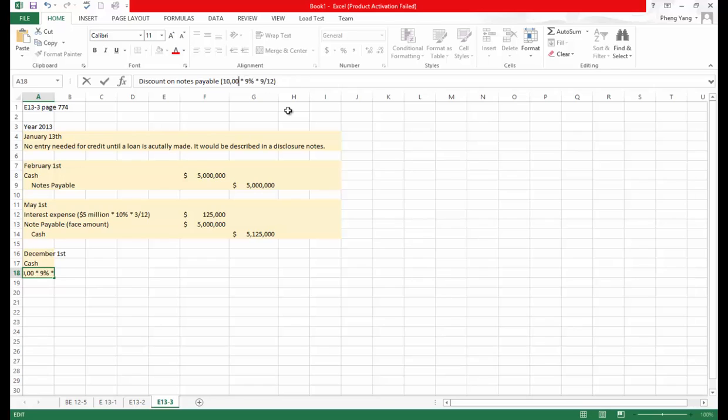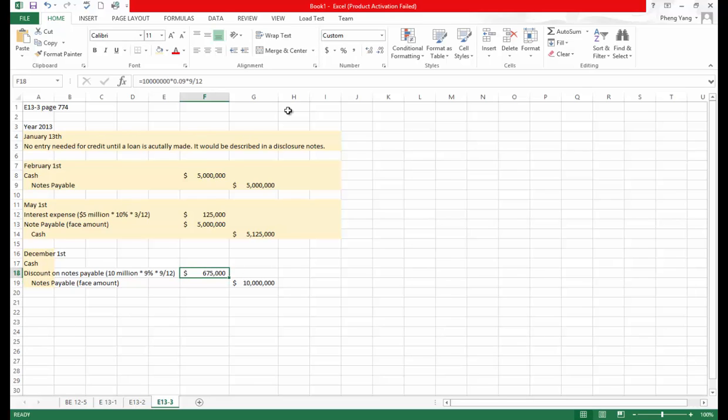I want more room, so I'm just going to do this here. There you go. Okay. And then because I took out a note, I'm going to say notes payable, and the face amount of $10 million. If I take my note discount, that $10 million times the 9% times 9 over 12, my discount is $675,000. So my cash flow to me will be the difference of that, which is the 9.325 million.